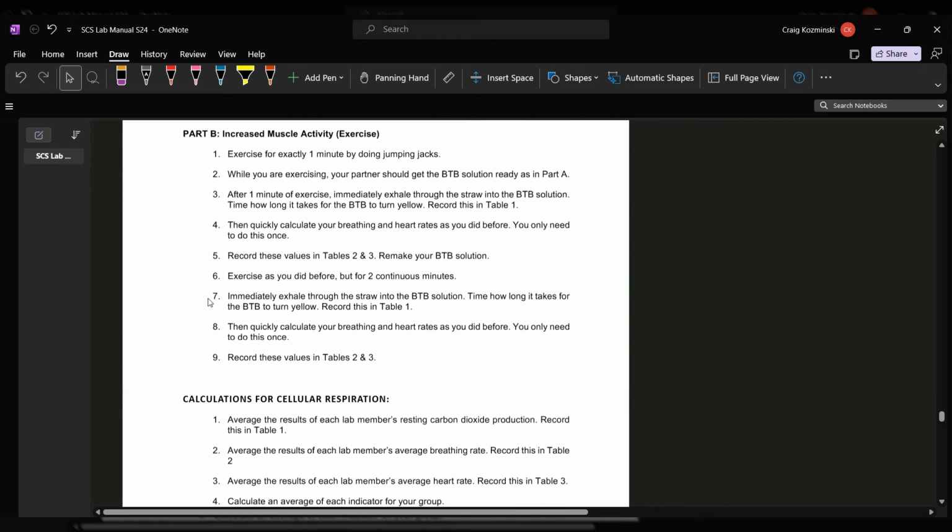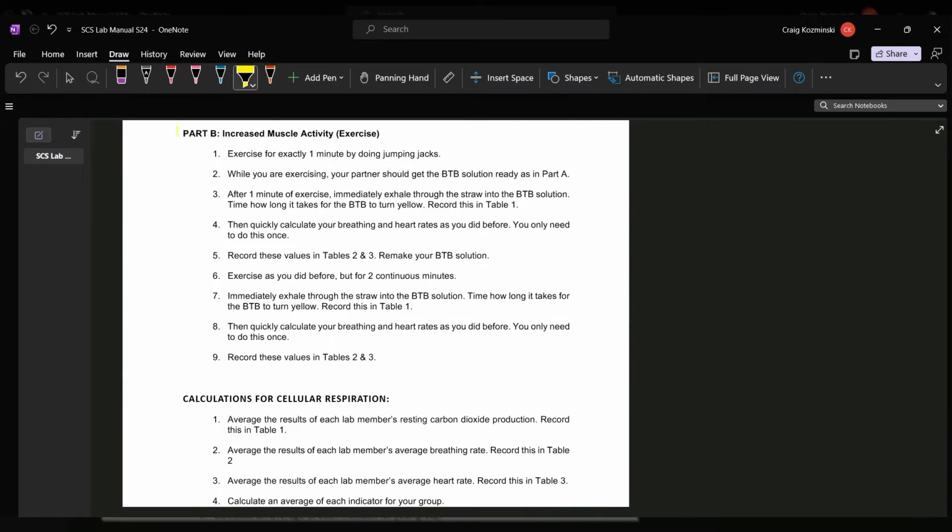And in part B, you're going to be doing the same thing, only you're going to be doing this after exercising. Okay, so you're going to be doing some sort of safe and effective exercise at your desks or in the lab. Jumping jacks are one alternative, or jogging in place, whatever it is. We just want to make sure that we control for it by making sure that everyone in your group does the same exercise. And again, you're going to be repeating the data collection process for the carbon dioxide production, the breathing rate, and the beats per minute.